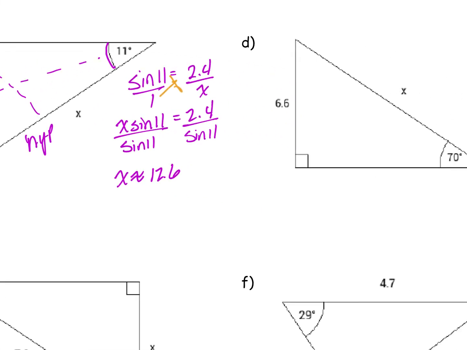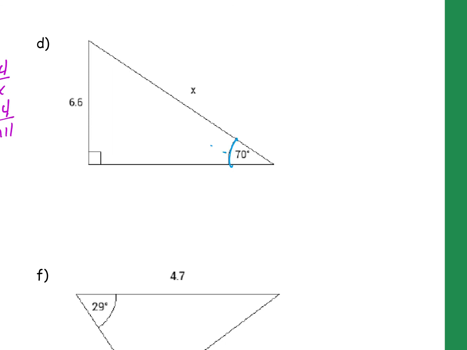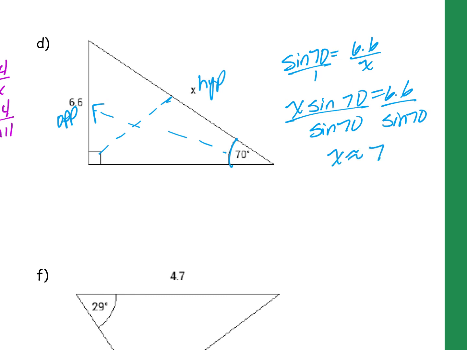And then the last one, here's my angle. Side opposite. Hypotenuse. So sine of 70 equals 6.6 over x. Cross multiply, I get x sine of 70 equals 6.6. Divide by the sine of 70. So x is approximately equal to 7.0. Questions?